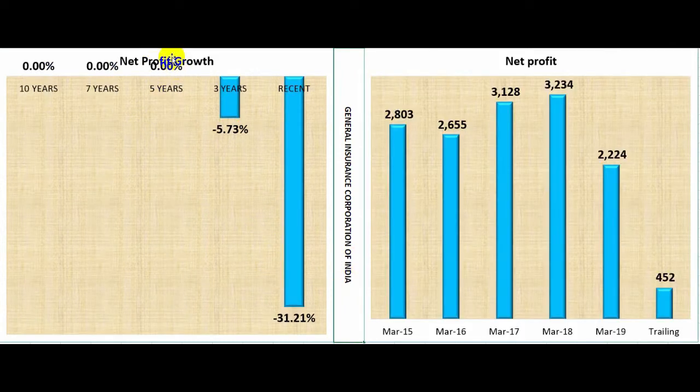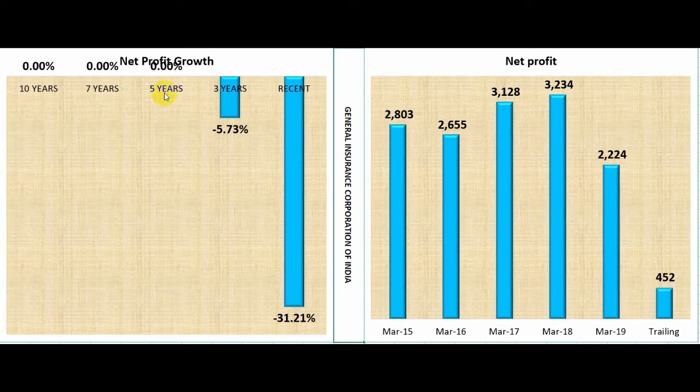Let's look at the growth rate in the net profit. Again, as we saw earlier, the profit has been declining, so there would be a degrowth in its net profit. Since the last 3 years, from 16 to 19, in March 16, the total profit declared was around 2,655 crores, which has dropped to 2,224 crores. That's a CAGR drop of 5.73% over the 3 years.